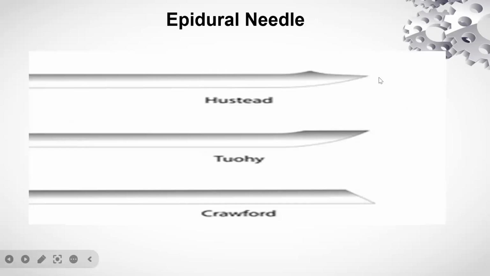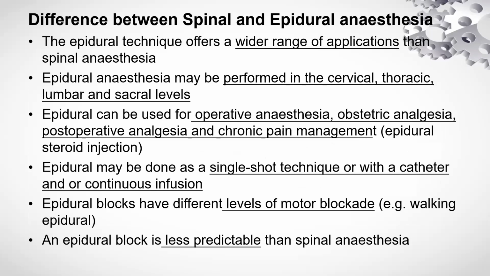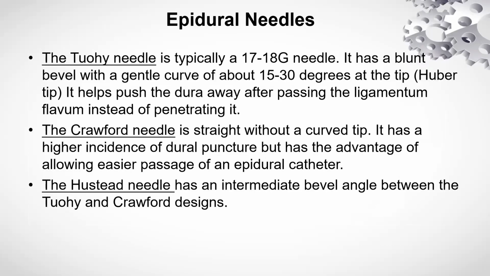The Tuohy needle is the popular one, and it allows for insertion of an epidural catheter. We have the Crawford and the Husted needles. The Tuohy needle has what we call the Caudal tip, which helps to push dural matter away after passing the ligamentum flavum instead of penetrating it. The other ones have straight needles without a curved tip, and they have higher incidences of dural puncture. But the advantage is that it is easier to insert an epidural catheter through them.